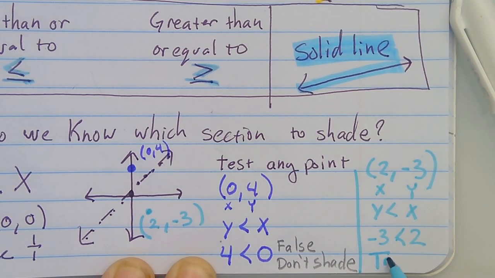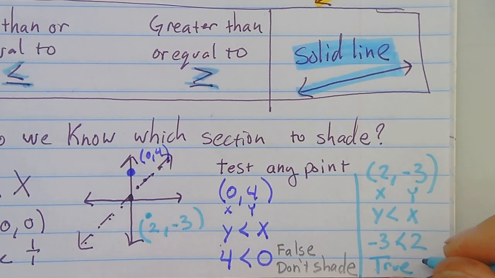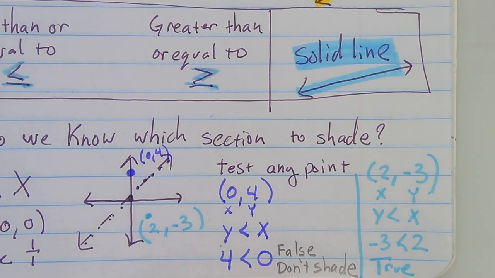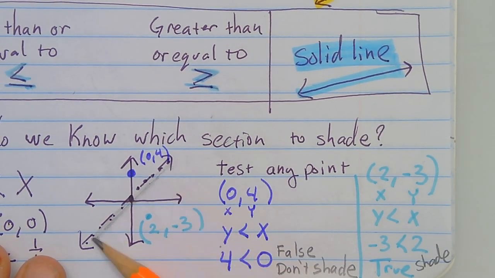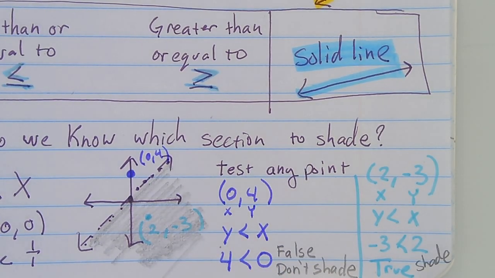Because this is true, that's where I shade. Shade. So then I shade wherever the section is that had that point in it. So on your quiz, it'll say test a point. You only have to test one. If you want to verify your grade, could you test both? Yes.